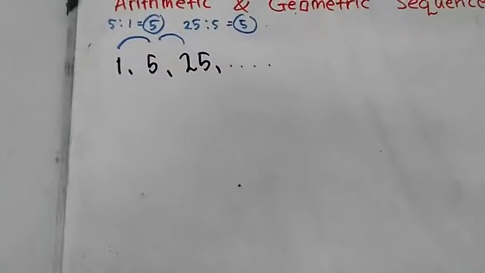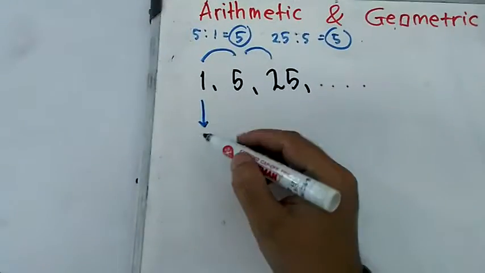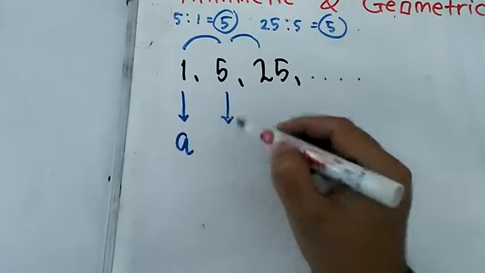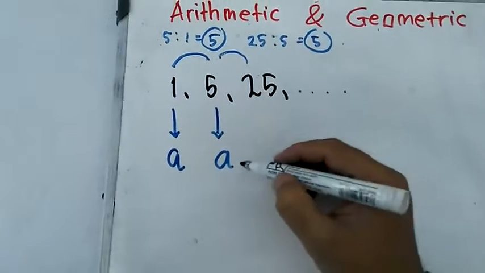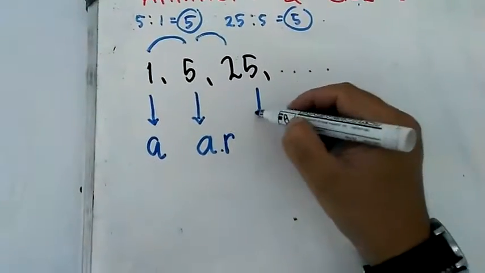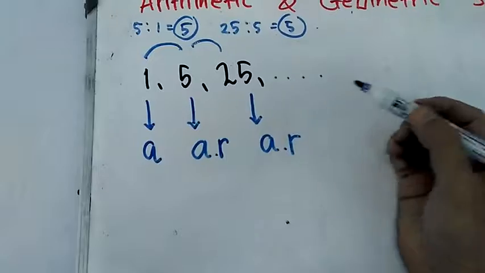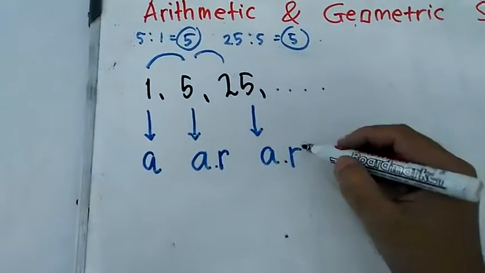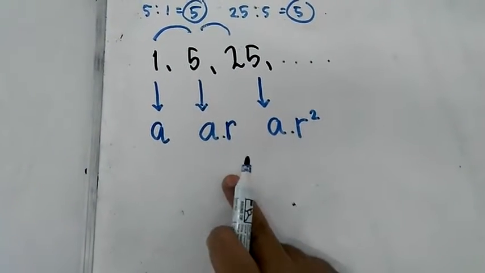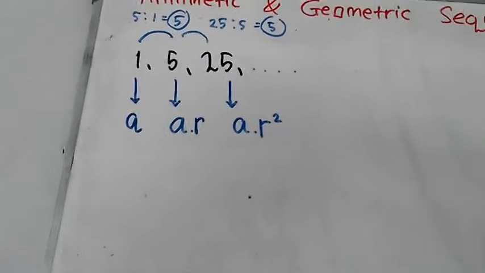So next, how do we generate the formula for the n term of the sequence? If the first term of the sequence is A, then the second term will be A times the ratio only. That's the second term. And next, the third term will be A times the ratio, but how many ratios? 2 only, right? So it will be powered by 2. So the first term is only A, for the second term the ratio power becomes 1, and for the third term the ratio power becomes 2.